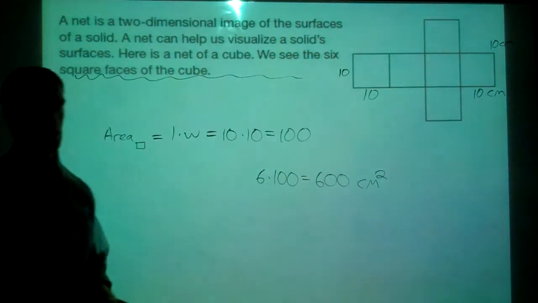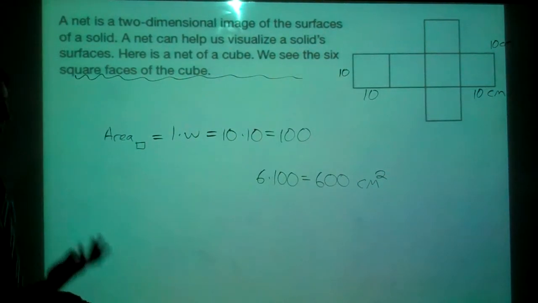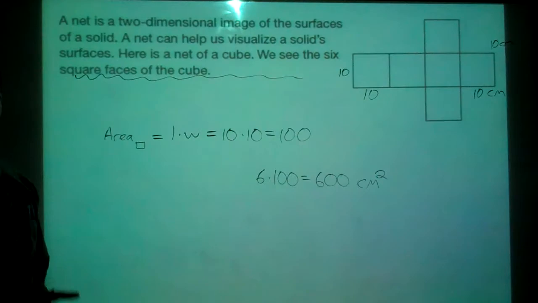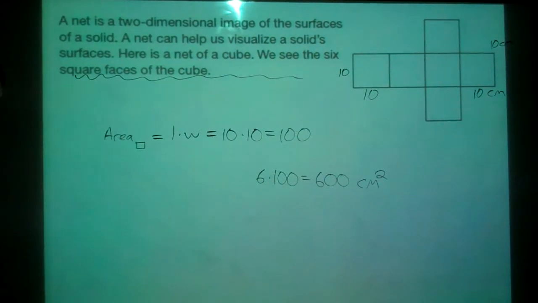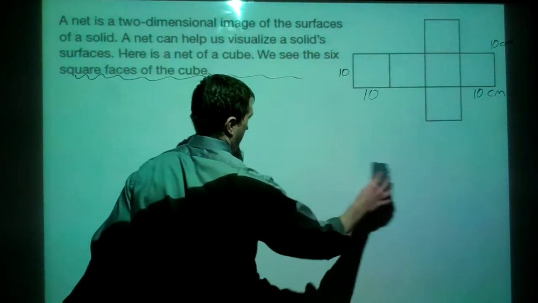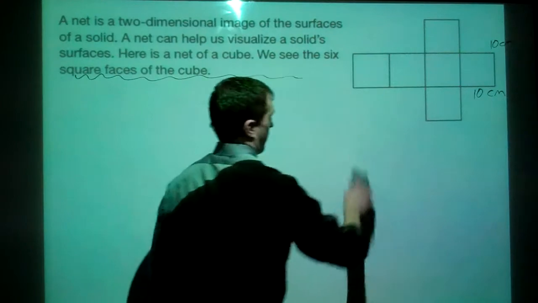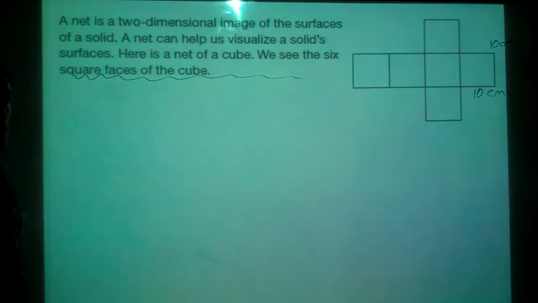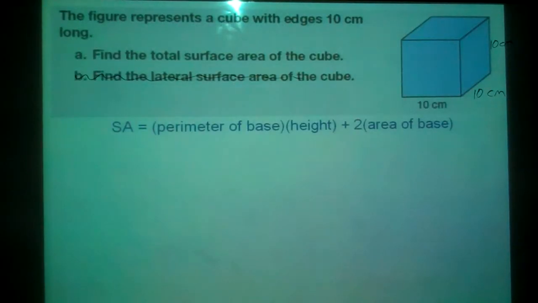Okay, so that would be the way you could do it this way. Because there are 6 squares, and one of them has an area of 100, multiply those two together, you get the total surface area. However, like I said, it's not always going to be that nice. We're not going to be able to do it that way all the time. So I want to show you how it works with this formula, okay?